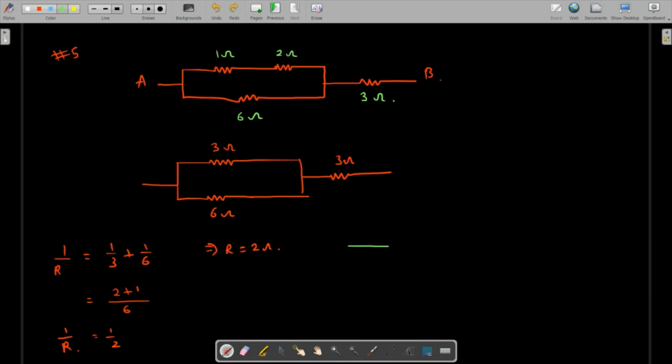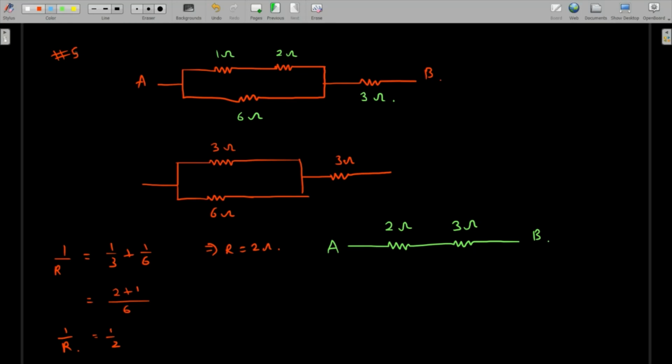So we're going to rewrite our circuit as these two, where this is 2 ohm and this is 3 ohm. So between A and B, now we can easily get the value of R equivalent, because R equivalent is going to be the sum of these two resistors, because they are in series. So that's going to be 2 plus 3, which is nothing but 5 ohms. So this is the equivalent resistance between the points A and B.